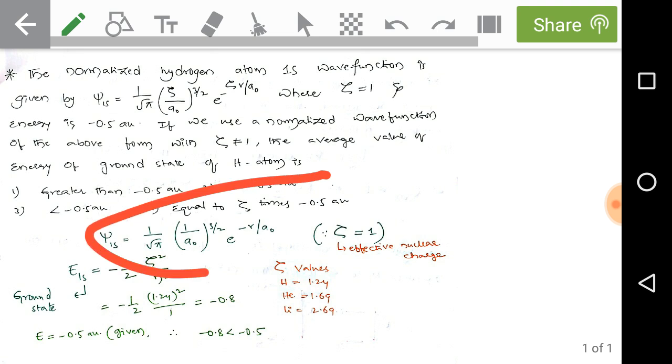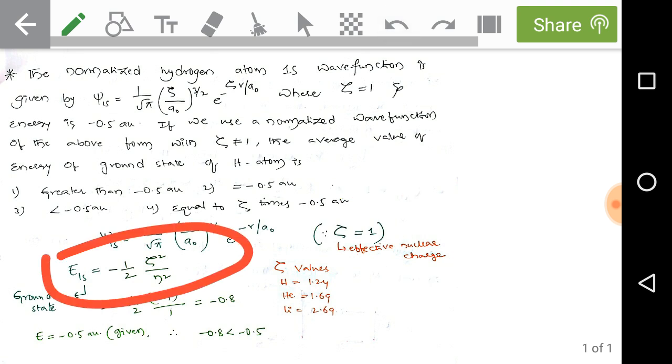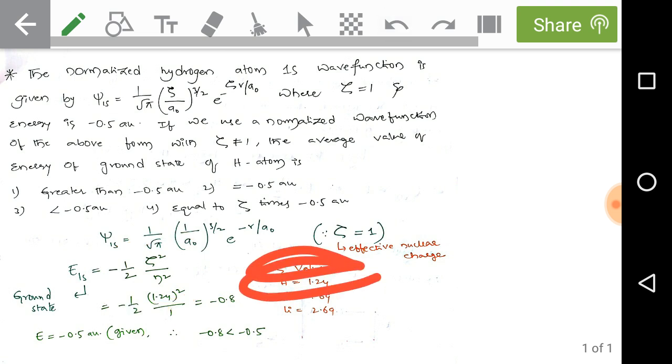So we are given this wave function, where zeta is equal to 1. Here zeta simply indicates the effective nuclear charge. For the 1s ground state energy, we can use the formula minus half into zeta squared by n squared. Here the zeta values are 1.24 for hydrogen, 1.69 for helium, and for lithium we can say it is 2.69, like that.